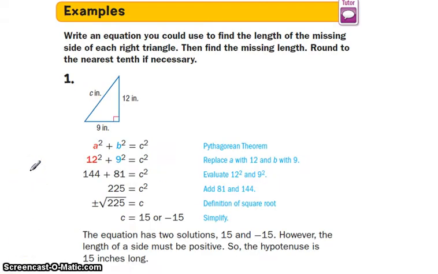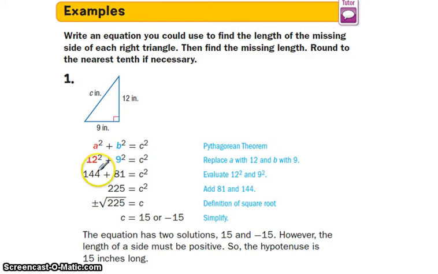So let's look at an example here. Write an equation that you could use to find the length of the missing side of each right triangle. Then find the missing length. Now again, if we're working in geometry, you always start with an equation. So here's your equation: a squared plus b squared equals c squared. There's your Pythagorean theorem. Then let's plug in what we know. They give us the two legs, a and b. It doesn't matter which one's a and which one's b, as long as they're the legs. So they have a as 12, b as 9.